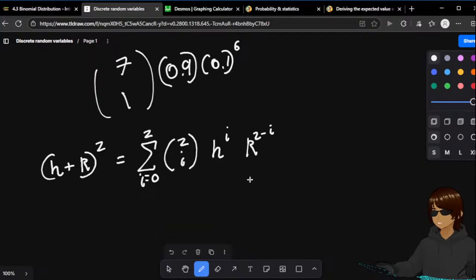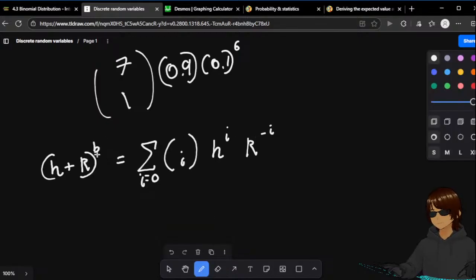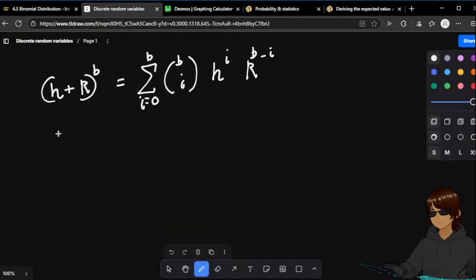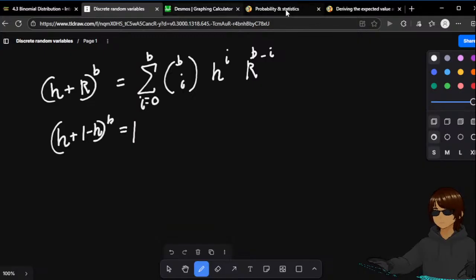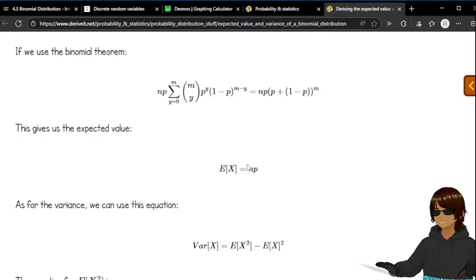This is basically the binomial theorem. This z looks like a 2, so I'll just use another letter, b. Instead of k, if I write 1 minus h, the h and h cancel out and I'm left with 1. So this entire thing will be equal to 1. And then the expected value is n times p.